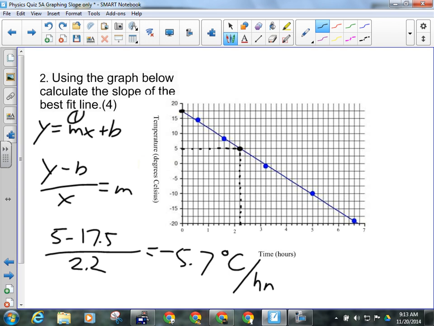They must have misread the scale on the graph. Give them all the other marks, but not for the slope. Because we all use the same line, we should all get the same number here. Okay. All right. So again, marks are the same as last time.